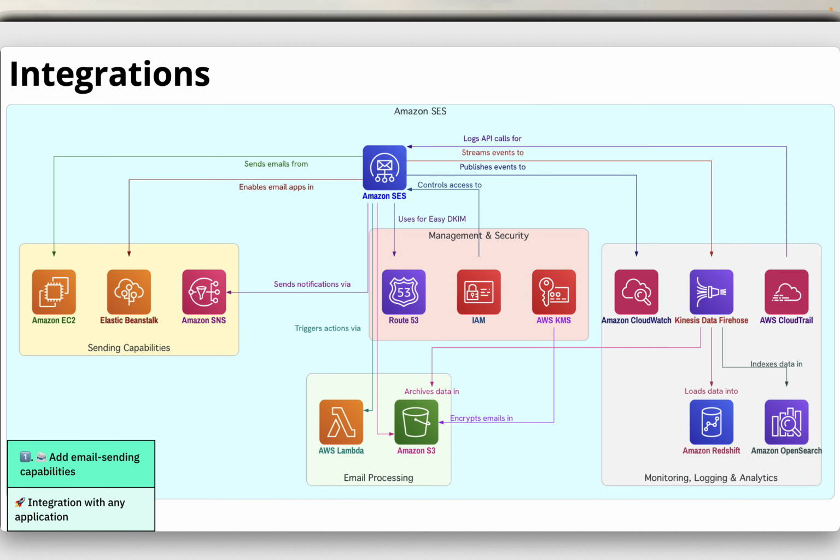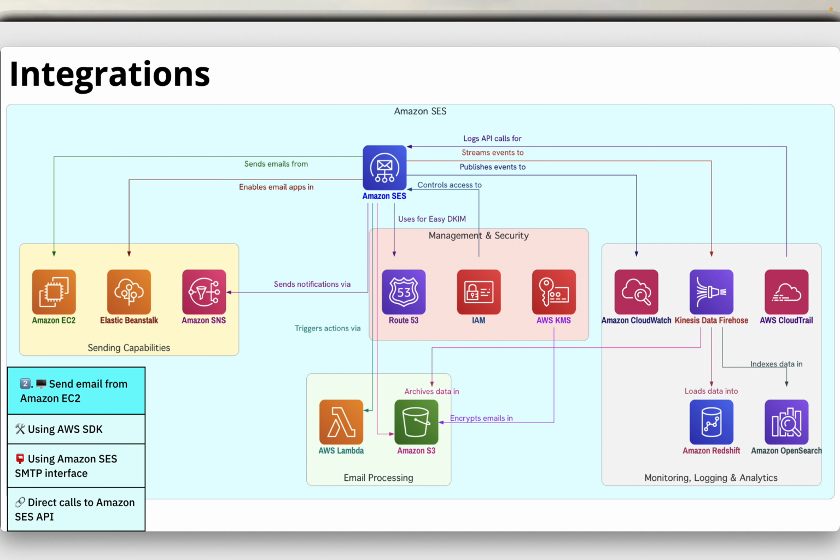So, Amazon SES integration with other AWS products. First one is you can add email sending capabilities to any application. So you can integrate with any application using the direct product integration or using the SDK. You can send email from Amazon EC2 by using an AWS SDK, software development kit, or by using Amazon SES SMTP APIs. You can use AWS Elastic Beanstalk to create an email-enabled application such as a program that uses Amazon SES to send a newsletter to customers.